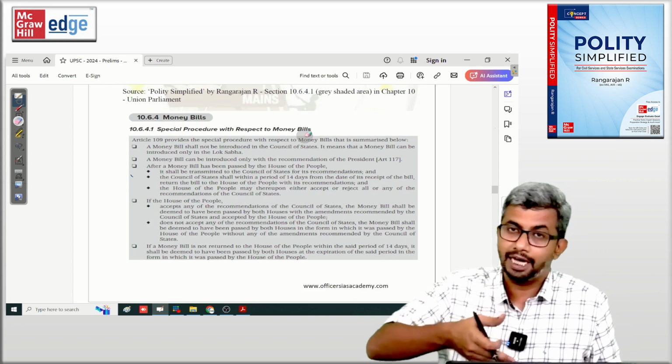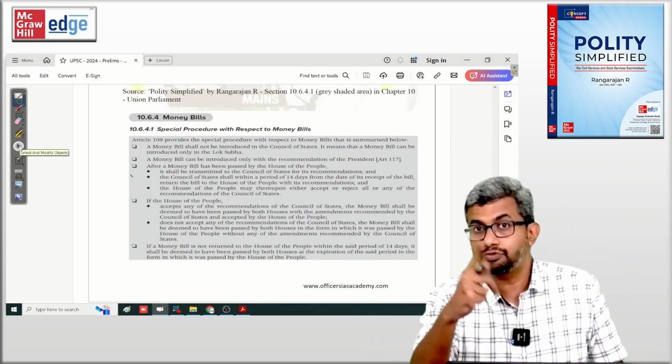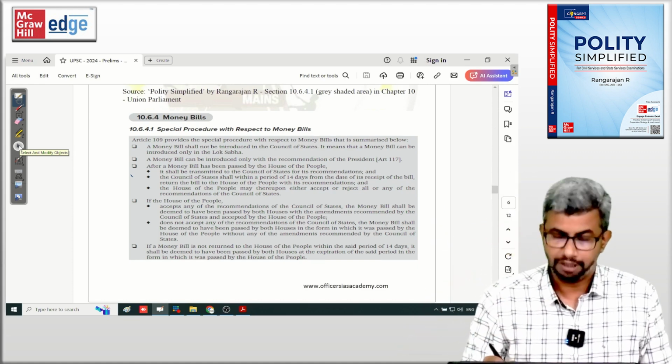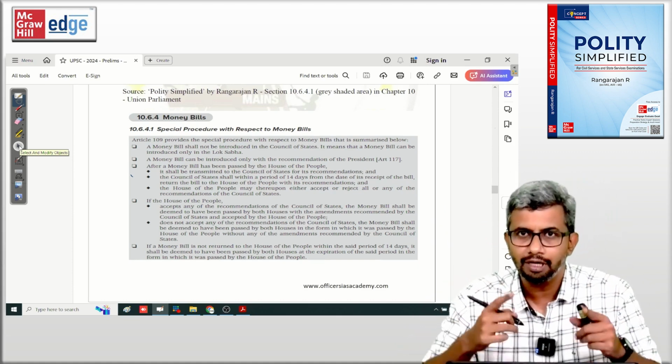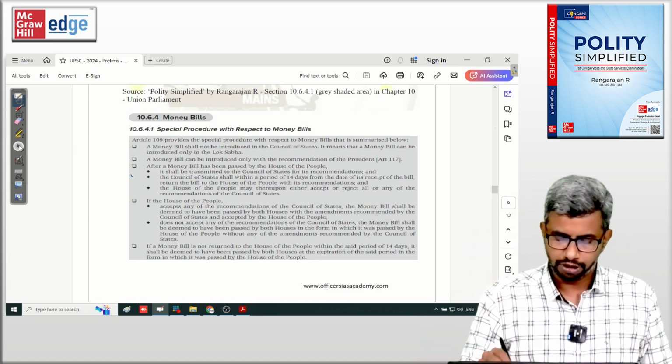So this will be there in all textbooks. But in my book, it will be in a grey shaded area, which will be useful for your last minute revision after understanding it. Nothing is missed out, but it is also facilitated. Revision is also facilitated in this process.